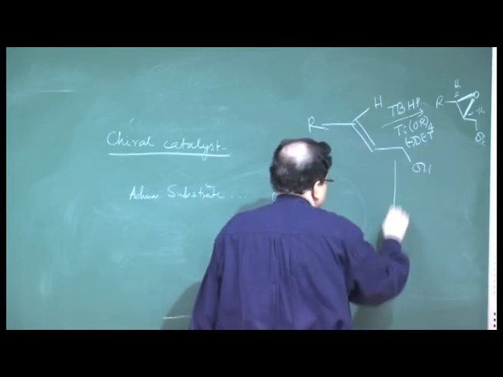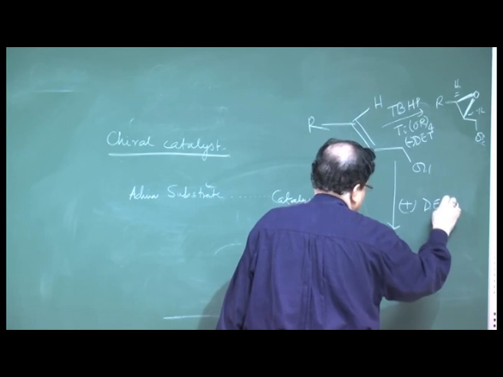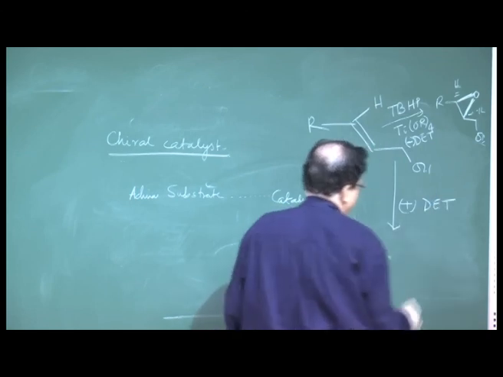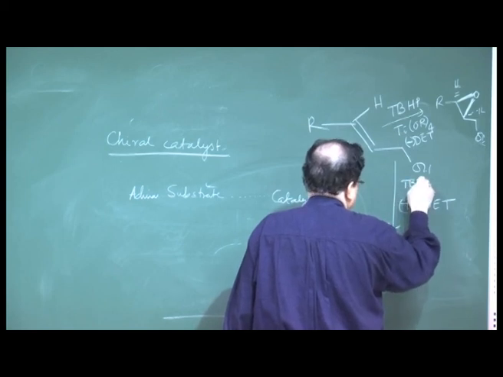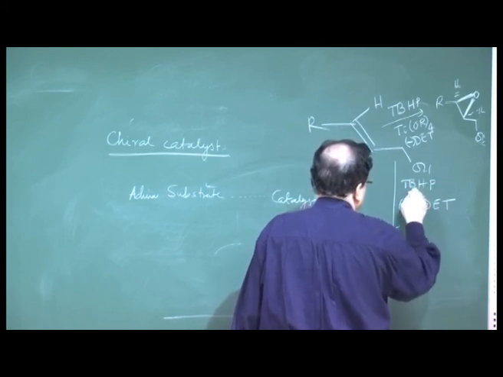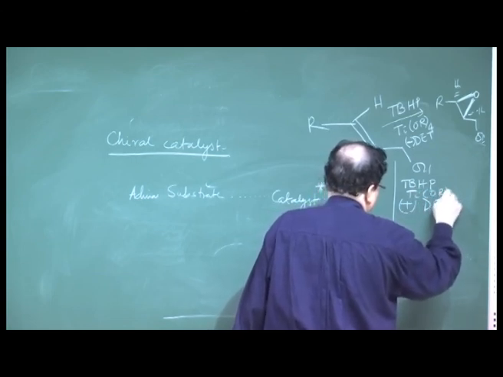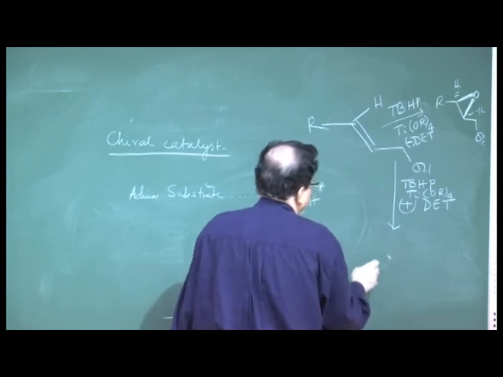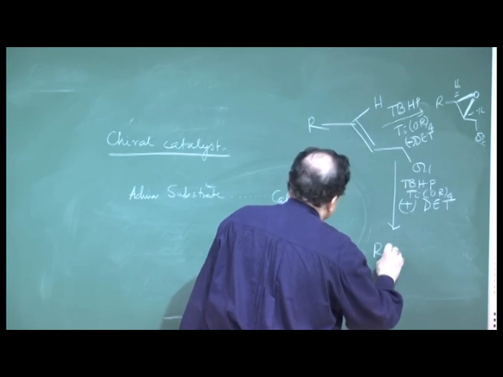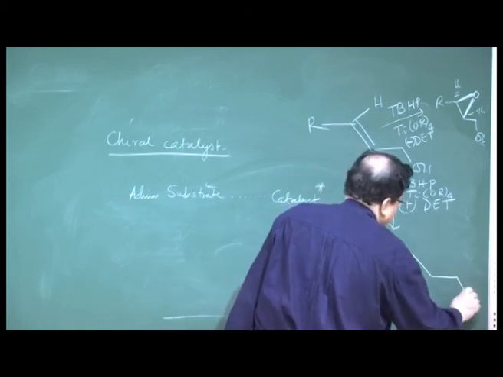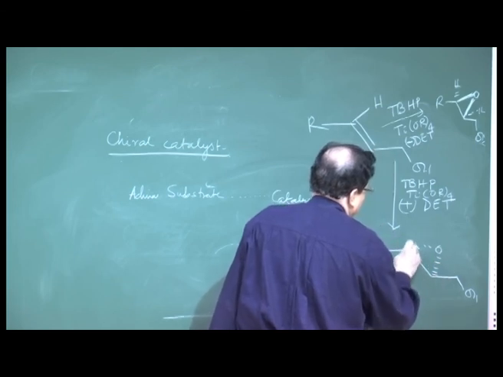And if it is plus diethyl tartrate, I just want to make it clear, because there was something wrong in that slide, with TBHP, t-butyl hydroperoxide, and titanium isopropoxide, I just wrote OR4, then the epoxide comes from the bottom face. So, you have this, and this is the epoxide. Okay, this is the hydrogen.